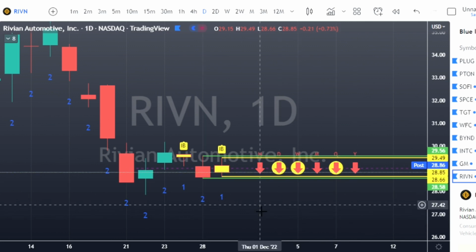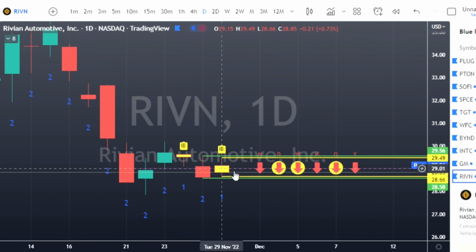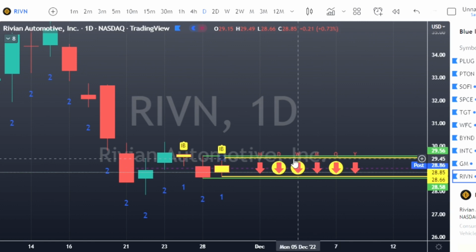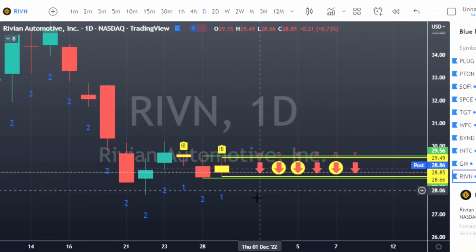look for puts at 28.66, calls at 29.49. Make sure you're watching what we showed earlier in the video with those targets not being far apart. Not saying it can't run further to the upside or downside, but I'm just telling you guys to be very cautious of what you are looking at and what you're watching and what you're jumping into with your setups.